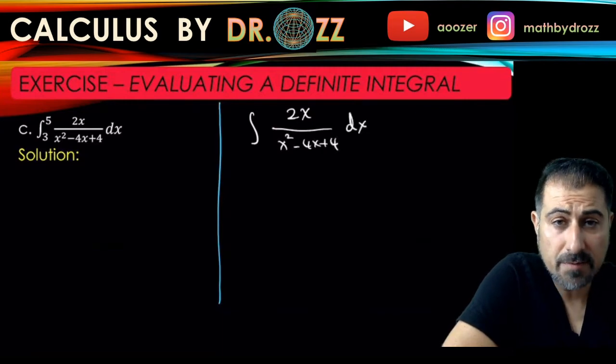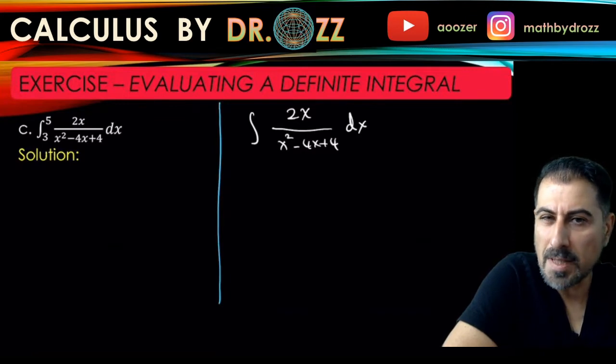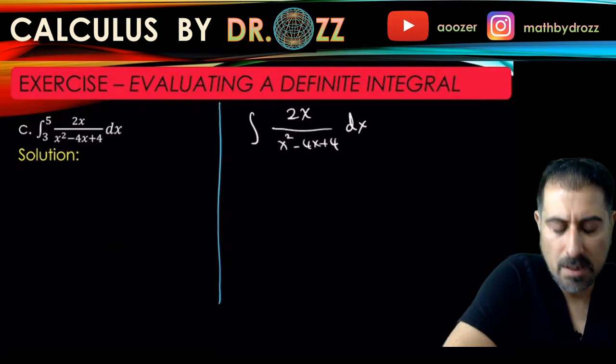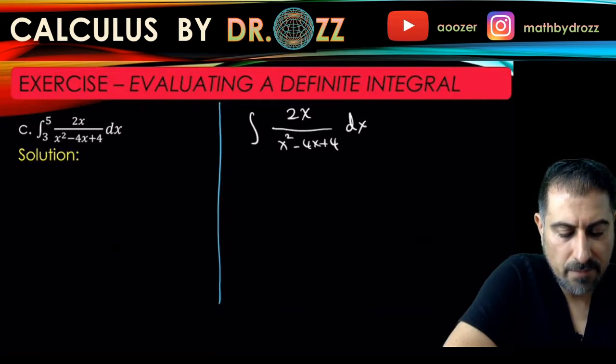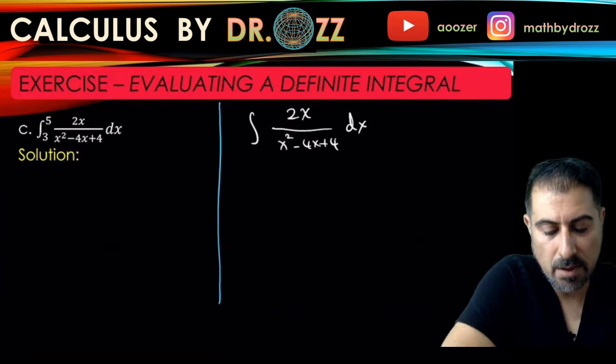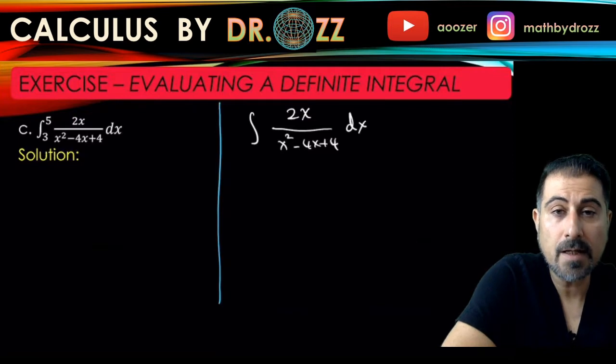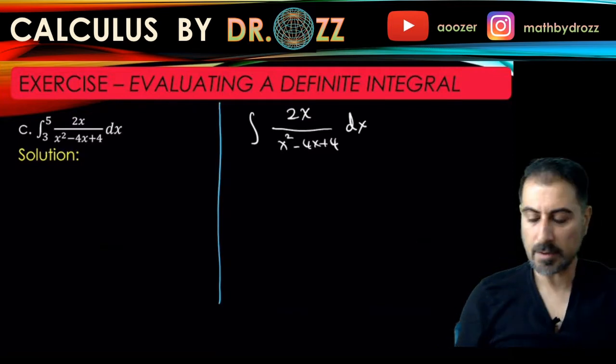Again, you may pause the video and start thinking about what technique you can apply. What I can see here is that maybe calling the bottom u may help, because the derivative of the bottom will be 2x minus 4. Even though we don't have the minus 4, we may utilize that, but I want you to think about it before I start.